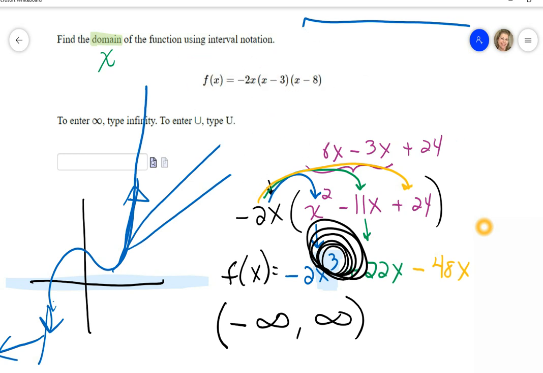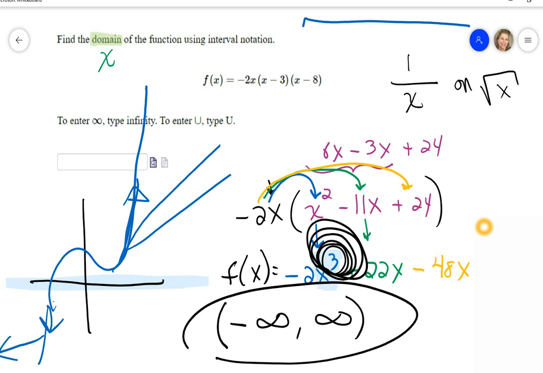And I know I did all that math, but I actually learned a long time ago that you can just look at this. The only time you'll ever have a problem with the domain is if you have an x in the denominator, or if you have an x underneath a radical. Those are the only two times you'll ever have a domain that is not negative infinity to positive infinity.